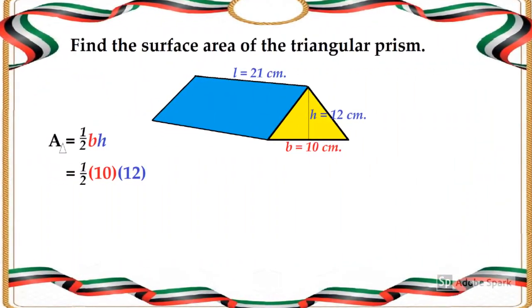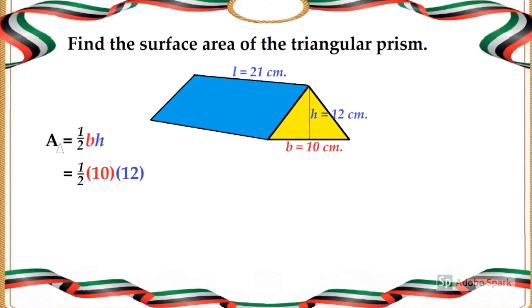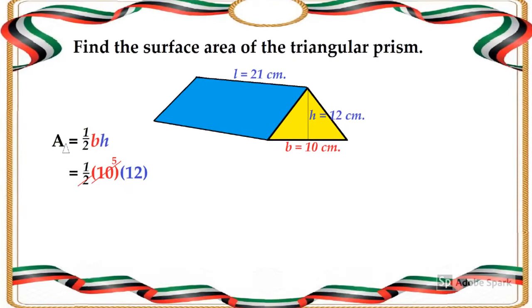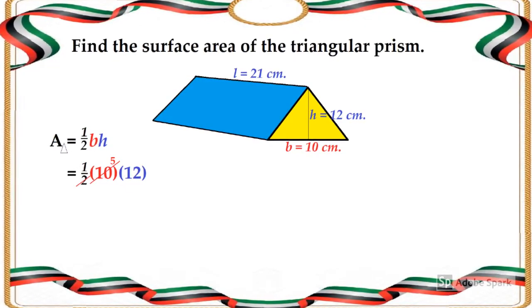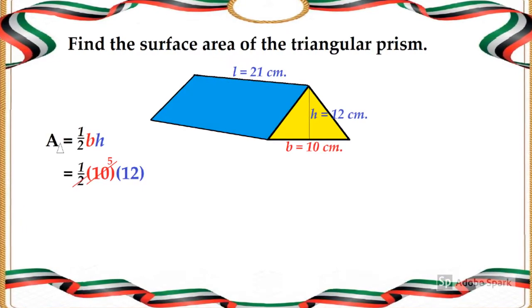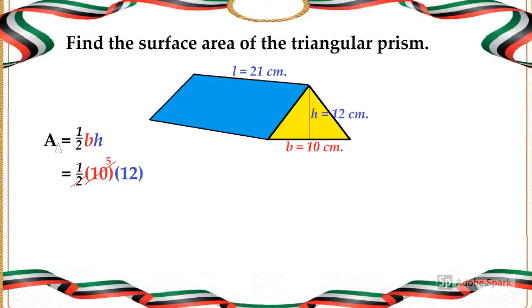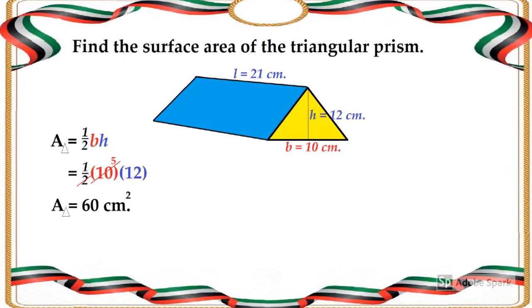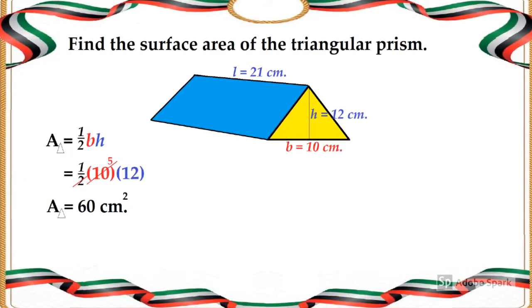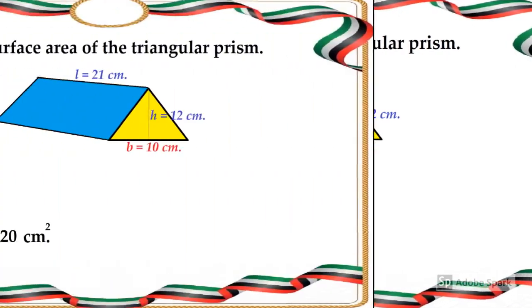Substituting the values in the formula, 1/2 times 10 times 12, we can right away cancel out the two numbers with the same factors. So 2 divided by 2 is 1 and 10 divided by 2 is 5. Therefore, the area of a triangle is 5 times 12, which gives us 60 square centimeters.